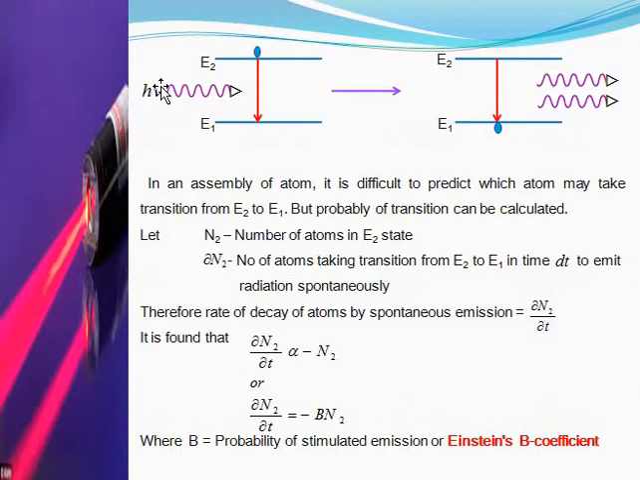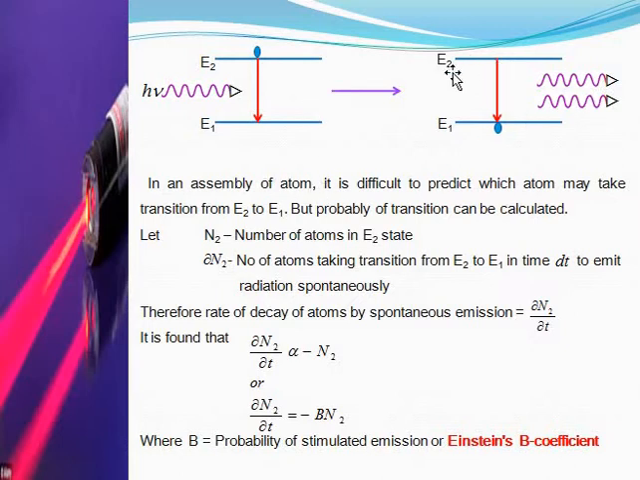When a photon of frequency h nu is incident, the atom is already in the excited state. It stimulates these atoms to make a transition from the higher energy level to the lower energy level. Then in the next step we get two photons having the same energy, same frequency, same wavelength, emitting in the same direction. That is the reason why laser light is emitted.